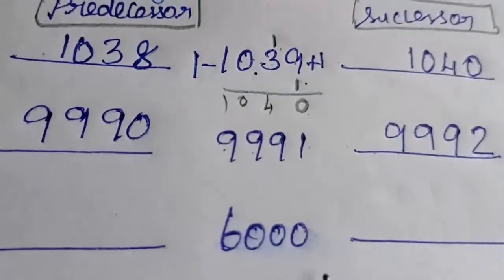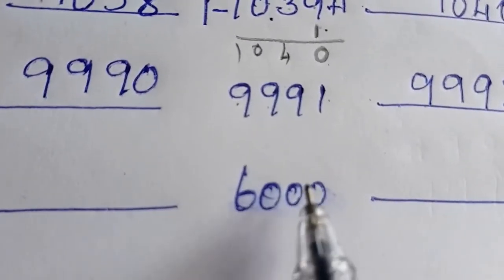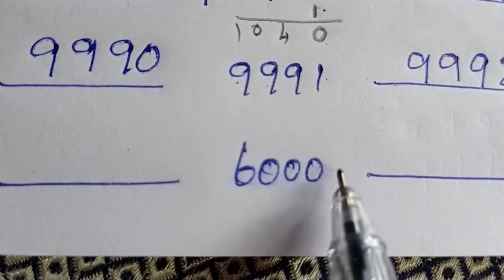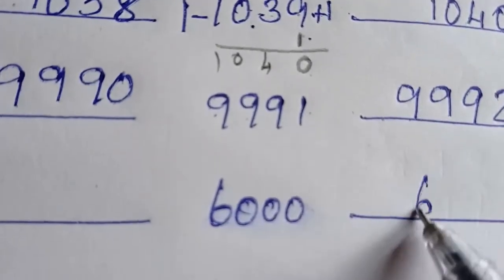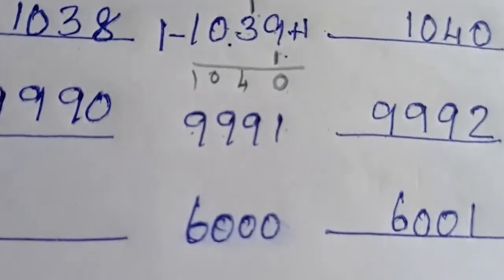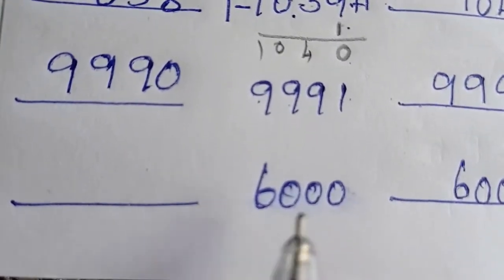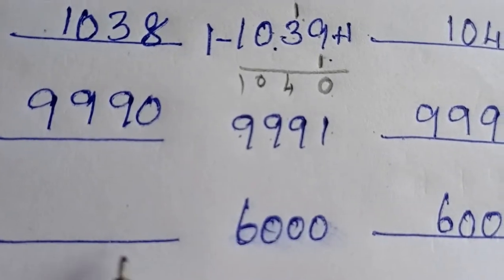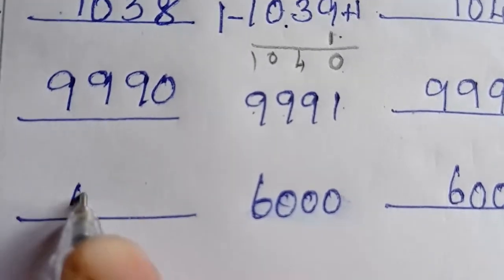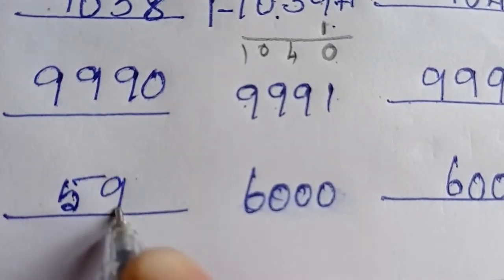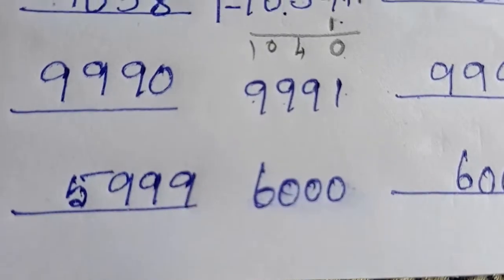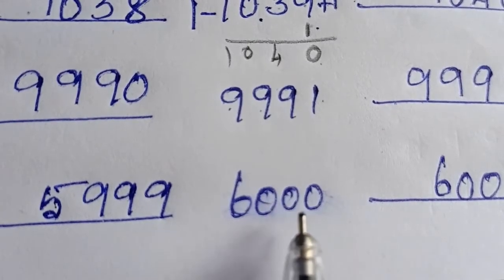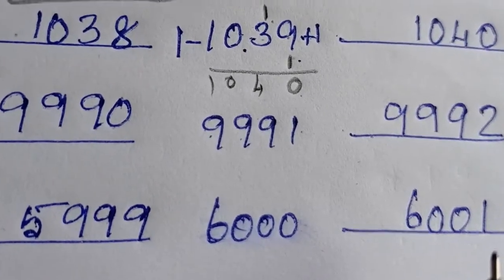Now let's do the next one, that is 6000. If you want to find the successor of this number, just add 1 here. So you can get 6001. If you want to get the predecessor of this number, you can simply subtract 1 from this number. So you can get 5999. So 5999, 6000, 6001. Okay, children?